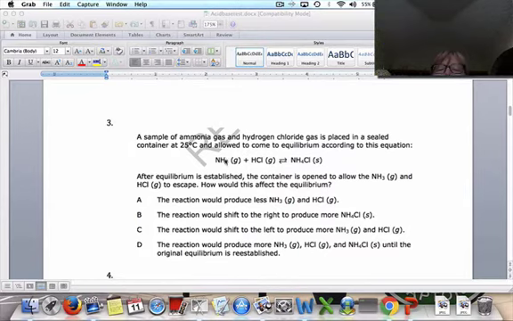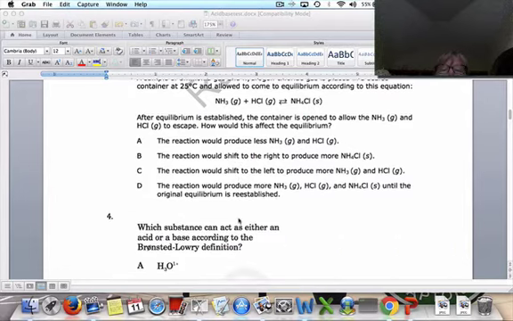To restore equilibrium, this reaction will need to shift to the left. And that looks like this answer here, the reaction would shift to the left to produce more ammonia and more hydrochloric acid. So when you remove something, it shifts to replenish what was removed.